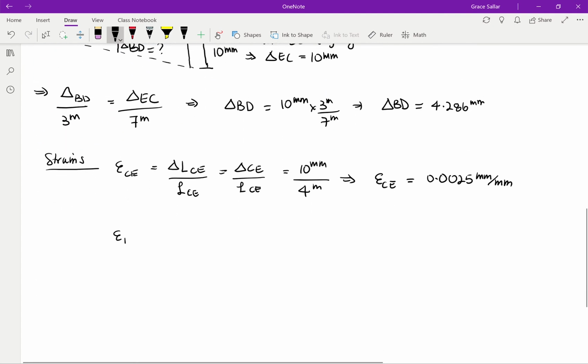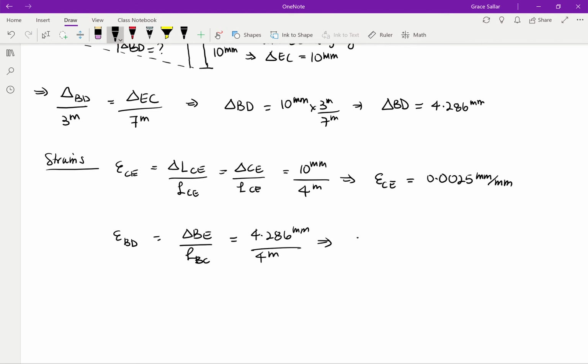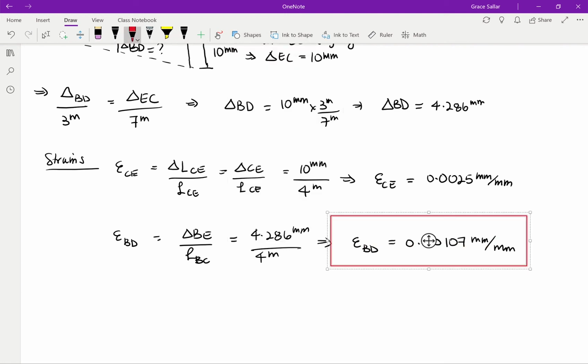And then what's the other one? Epsilon BD is equal to delta BD over L_BD, which is 4.286 millimeters over 4 meters. Now epsilon BD is equal to 0.00107 millimeter per millimeter. And it's as simple as that.